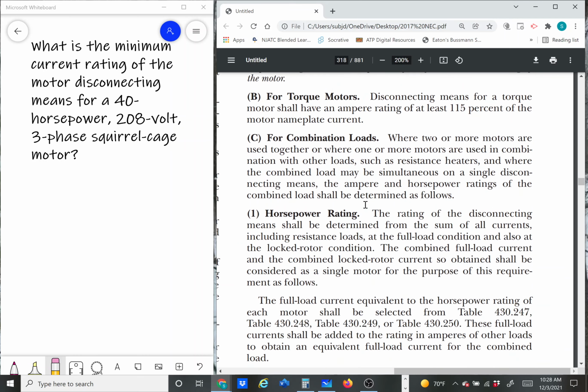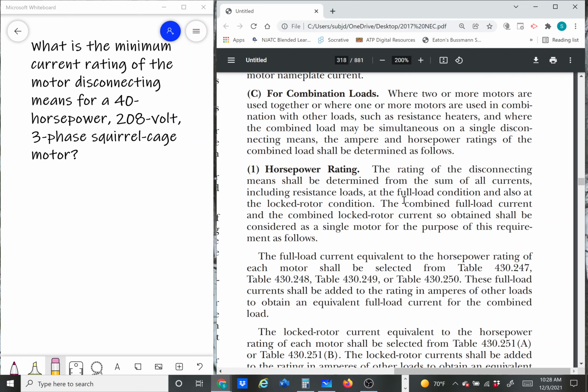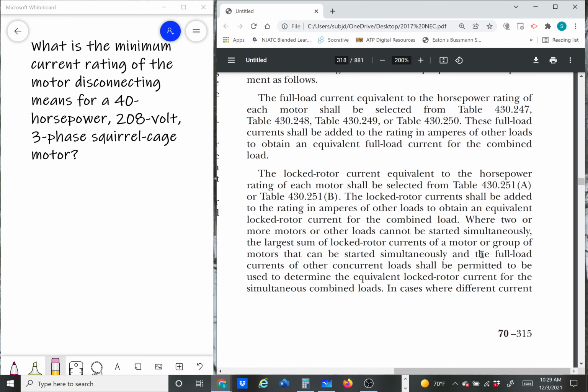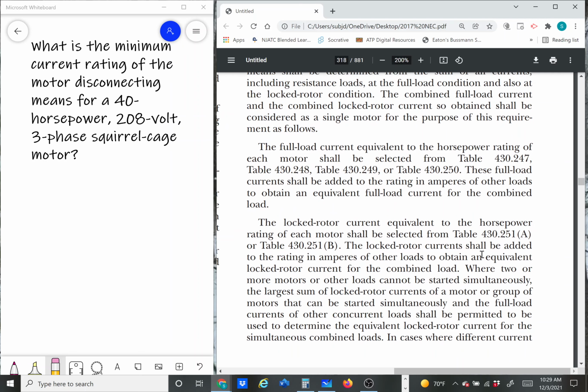All right. But when we get into our horsepower rating, if we have our locked rotor current values, we're going to use Table 430.251(A) and (B). (A) is for single phase, (B) is for 3-phase, and we're going to discuss those. I know for sure we're going to discuss them on at least one of the questions that we're doing here. Okay, but that is for locked rotor current values.